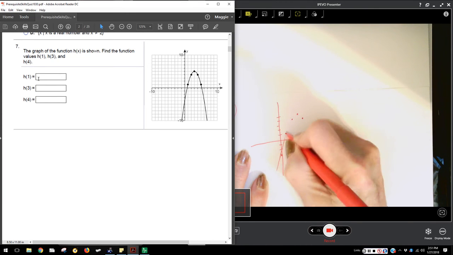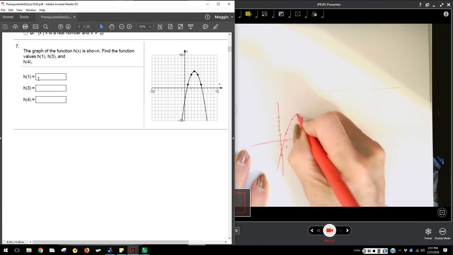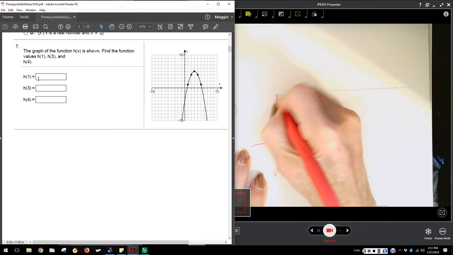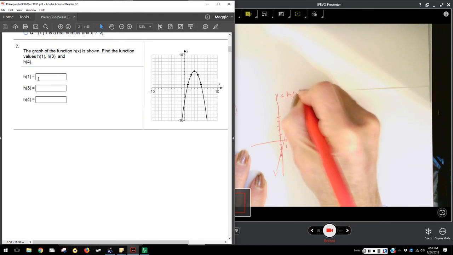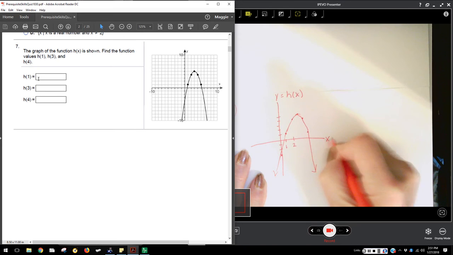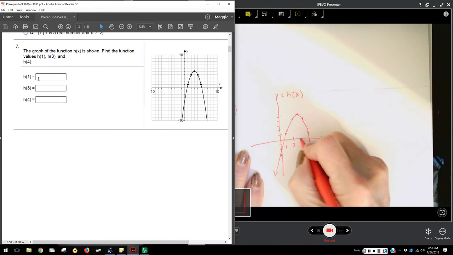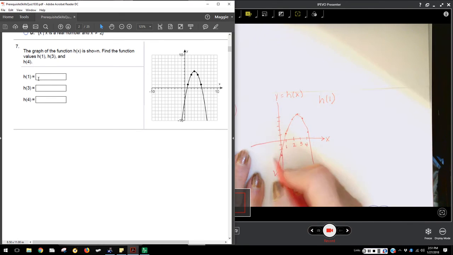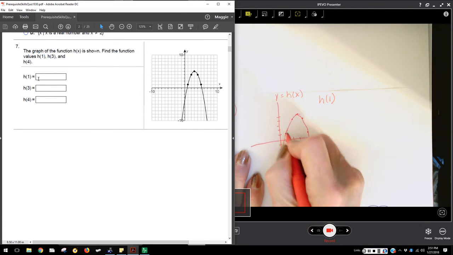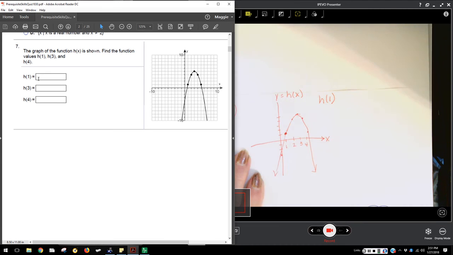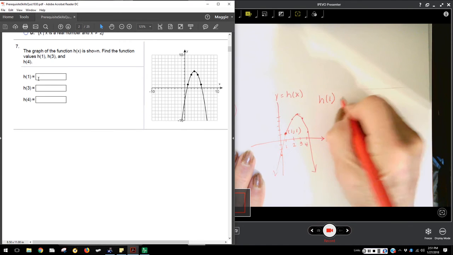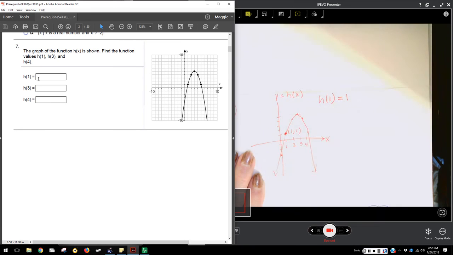So just a quick sketch of the function that we're looking at here. H of 1 is, we look to see where x is equal to 1. We see that the point is at (1, 1). So h of 1 is equal to 1.